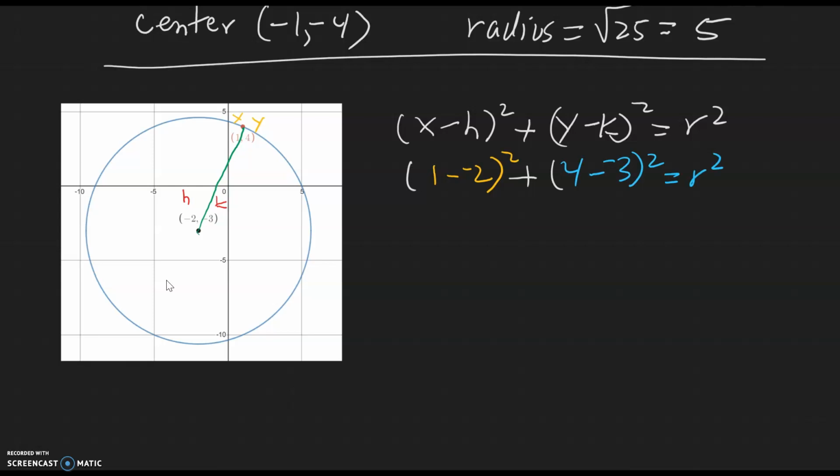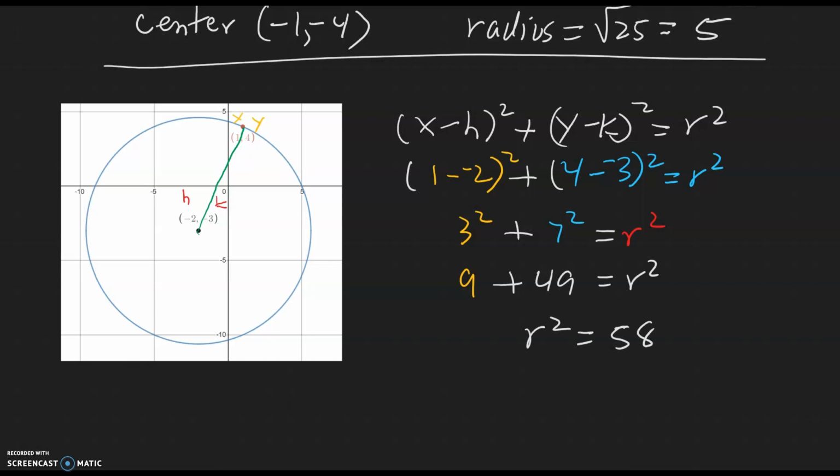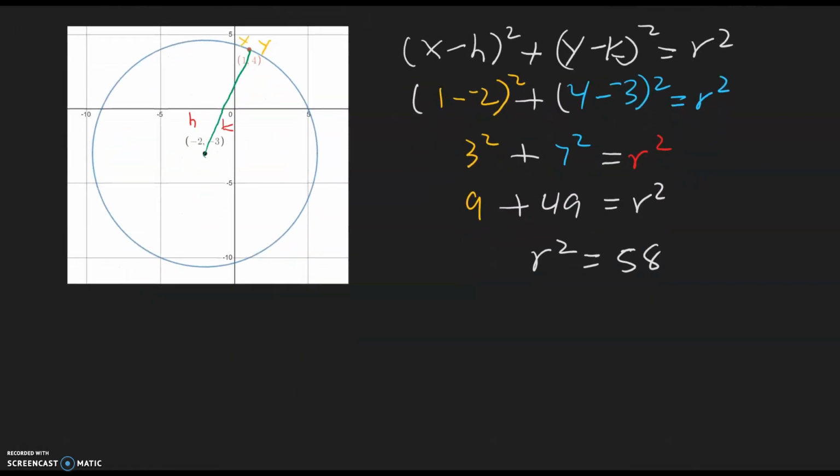So go ahead and do the math, and I have 3 squared plus 7 squared is equal to r squared. So that gives me 9 plus 49 is equal to r squared. So r squared is equal to 58. Now I can plug that back in and write the equation of my circle.